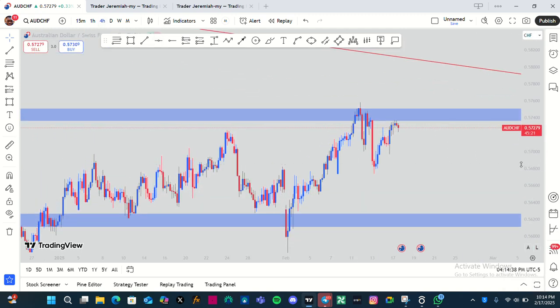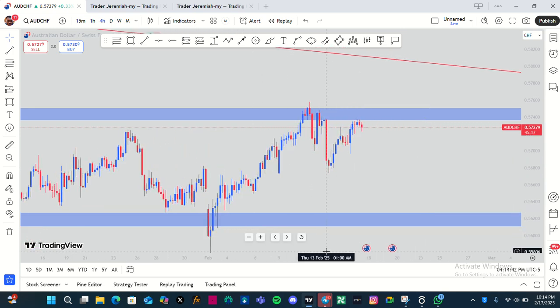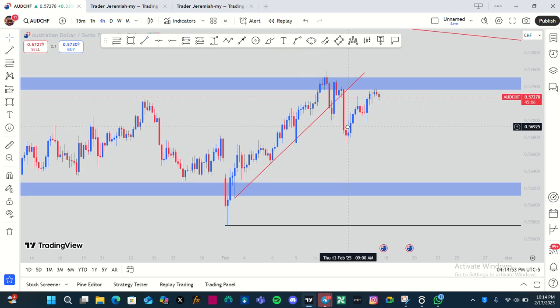Okay. So there was a formation. There was a counter trend line at this area that I see that price might be expecting. So before I can enter this trade, I will need the counter trend line to be broken.